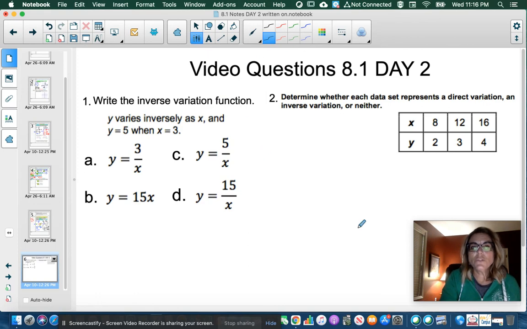Read these video questions. Write the inverse variation function. Determine whether each data set represents a direct variation, an inverse variation, or neither. And that's it.